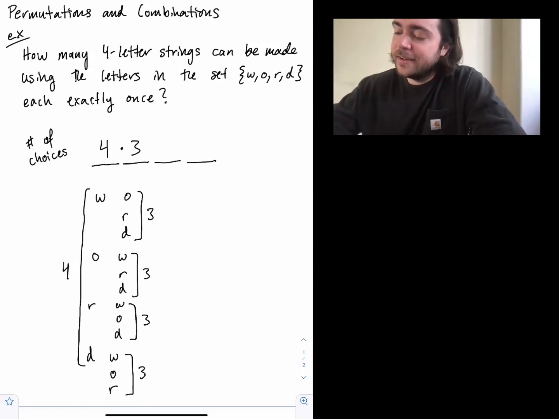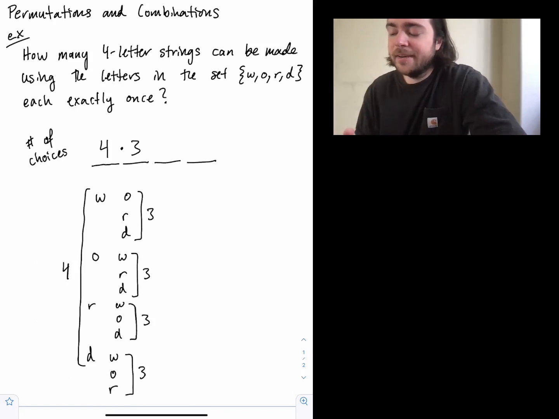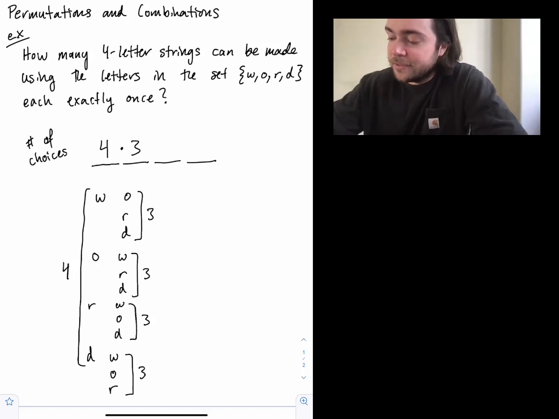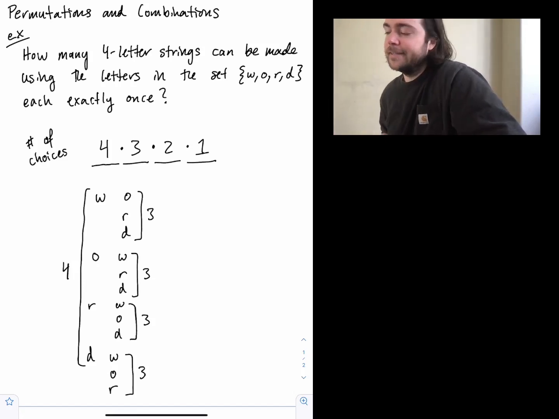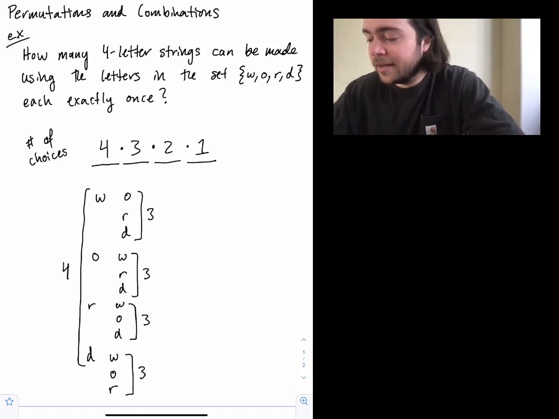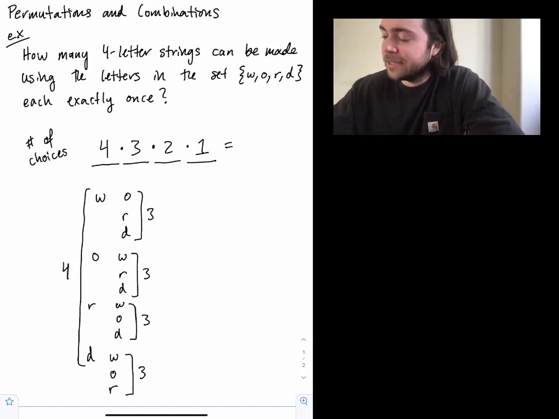How about for the third letter? Well, for each of these 12 options I've listed here, how many options do I have for the third letter? I have 2, right? No matter which two letters I choose for the first two slots, there's still 2 letters remaining I could choose for the third slot. So that's a total of 4 times 3, that's 12 times 2. And then there's just one letter left at the end for the last slot. Okay, so our answer here is 4 times 3 times 2 times 1. And this quantity, multiplying 1 times 2 times 3 times 4, or in general all the way up to some number n, appears so often it gets special notation.